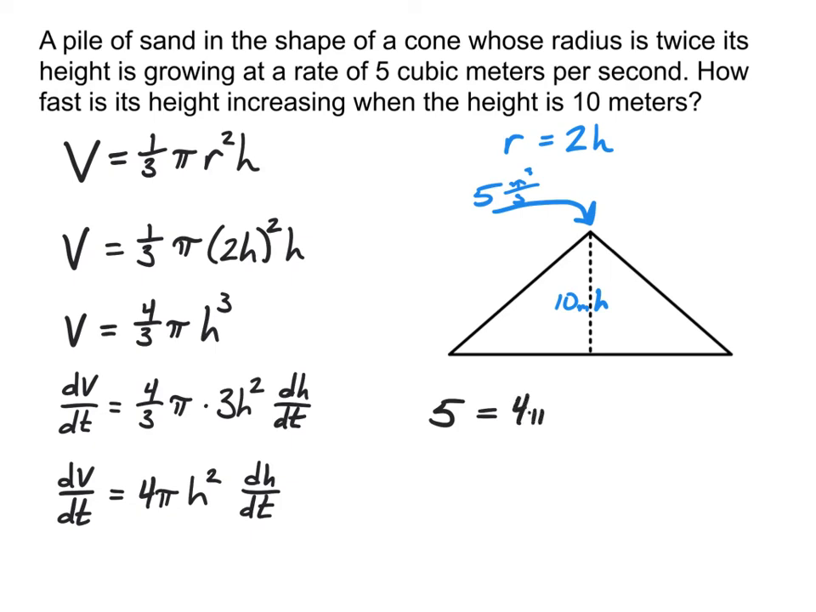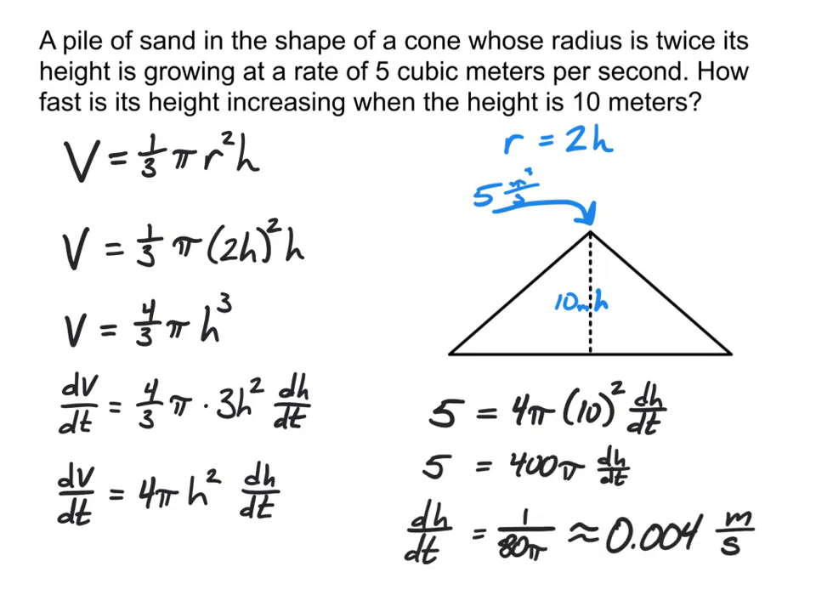And then the 4 pi, of course, stays a 4 pi. And then the h value, my height here, is 10 meters. So that's going to be 10 squared times dh over dt, which remember, that's what we're looking for. So it's good that we aren't finding a value for it right now. And now go ahead and solve that algebraically for the dh over dt. And we end up with a final value of 1 over 80 pi, or about 0.004 meters per second. So we're dumping in 5 cubic meters of sand every second, and yet the height is only going up by this very, very tiny amount, really 4 millimeters per second.